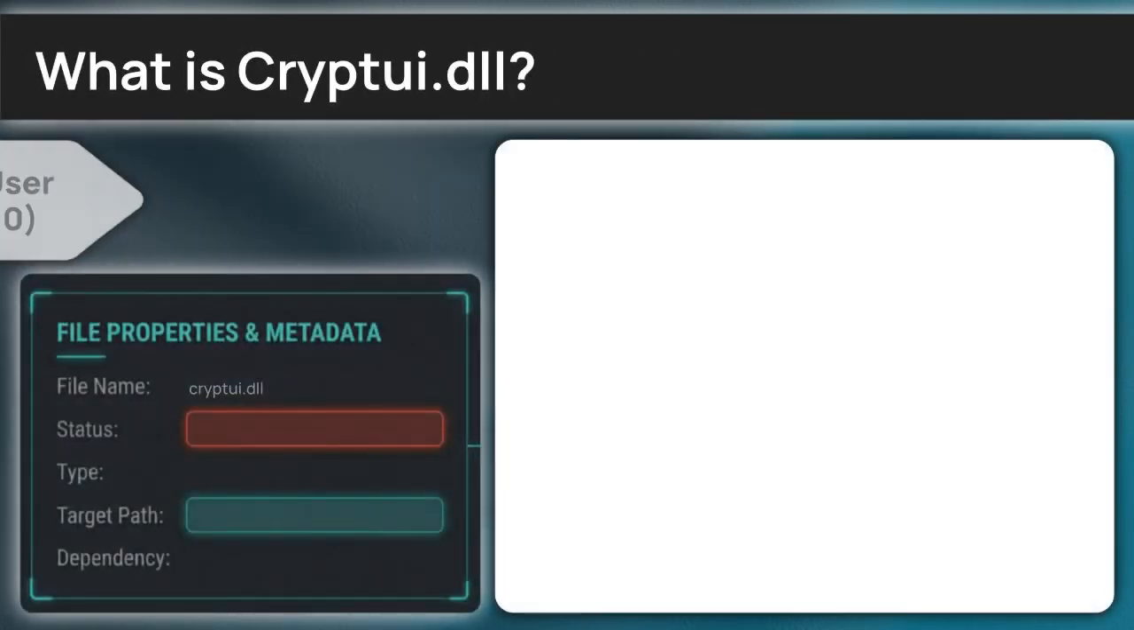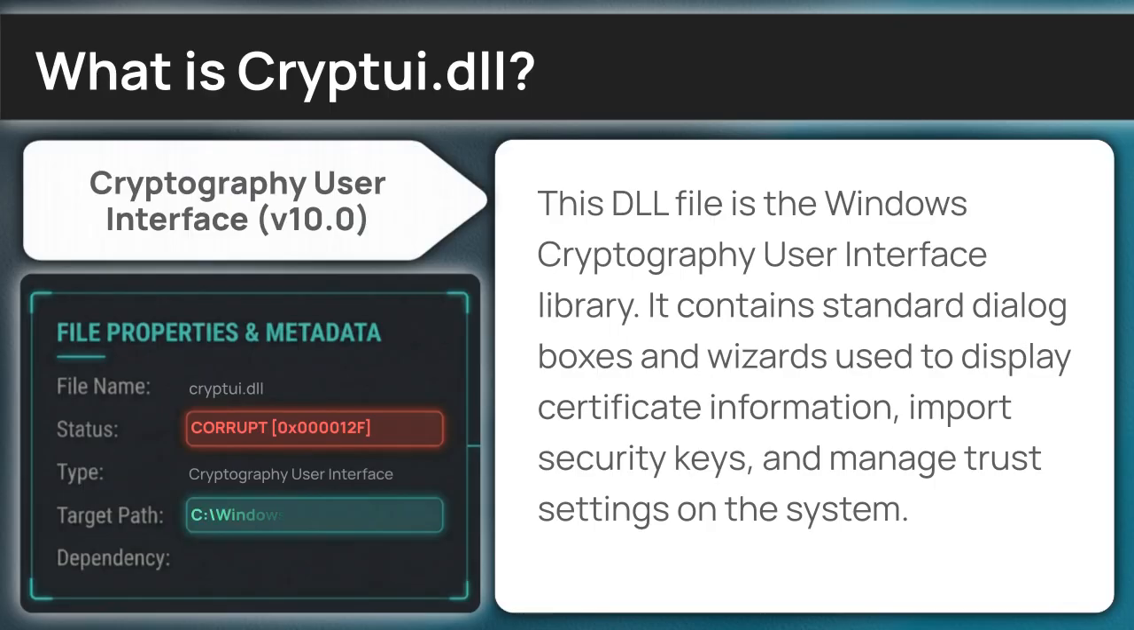This DLL file is the Windows Cryptography User Interface library. It contains standard dialog boxes and wizards used to display certificate information, import security keys, and manage trust settings on the system. Knowing the file's purpose is helpful, but now we need to physically restore it.